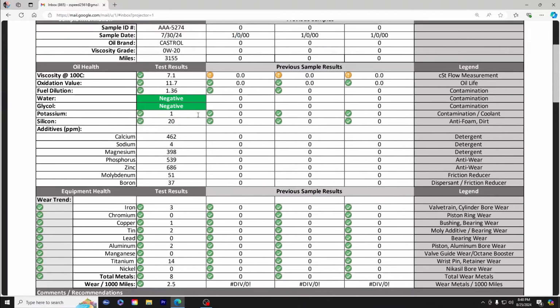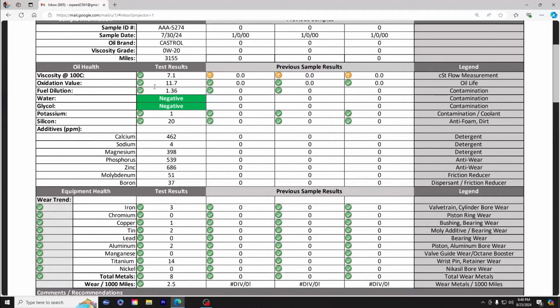You can find viscosity values for your oil grade by looking them up online. That's where I found mine, on Castrol.com, and you just go and you can research the normal values for your brand new motor oil.